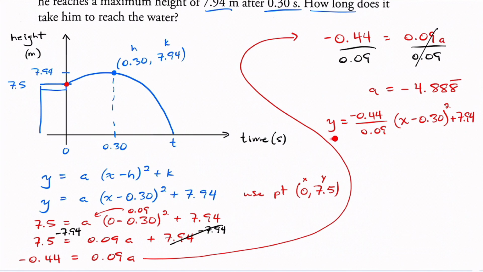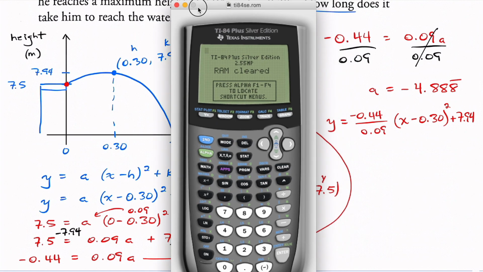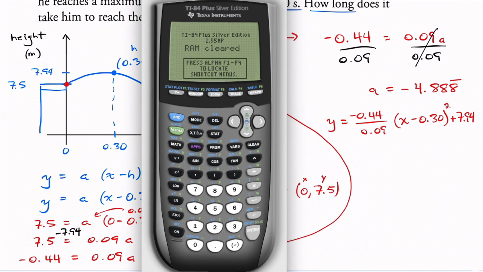So let's type this into our calculator, and then we're going to be able to graph it. What we're going to do is find when the height is 0, or find that x-intercept, and we'll do that using our calculator. So let's get out our calculator, go to y equals, and start to type this in.